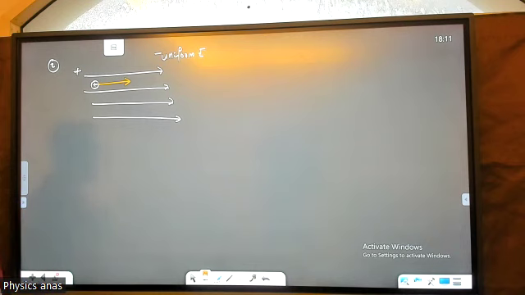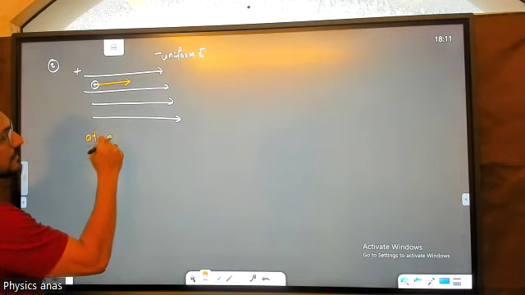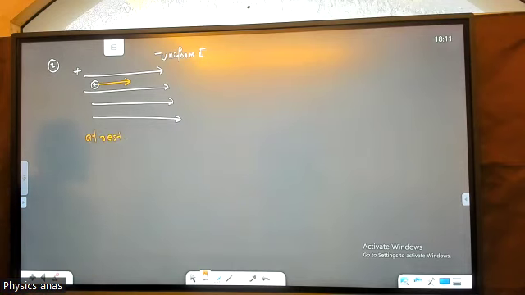What is the value of potential energy when it is at rest? No, potential energy will be maximum when it is at rest. Got it? Potential energy will be maximum when it is at rest.